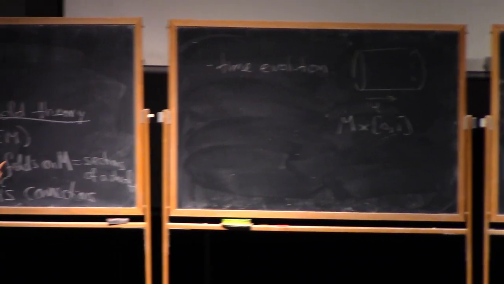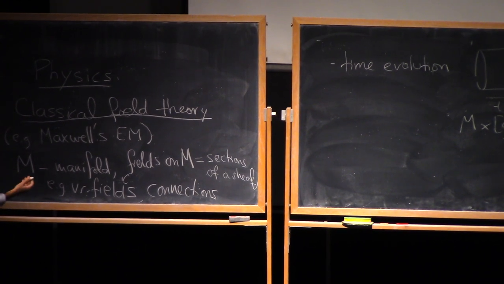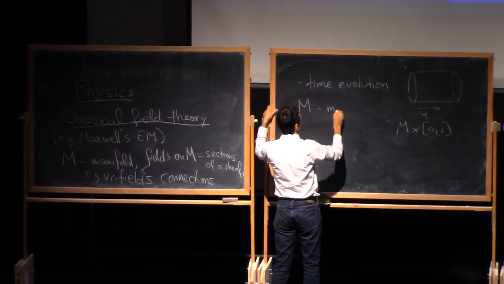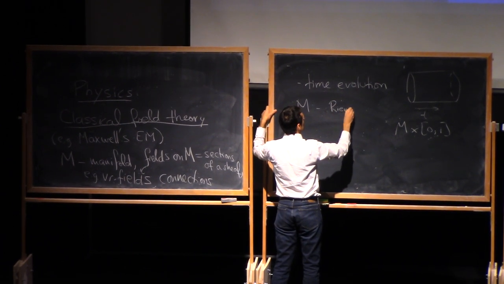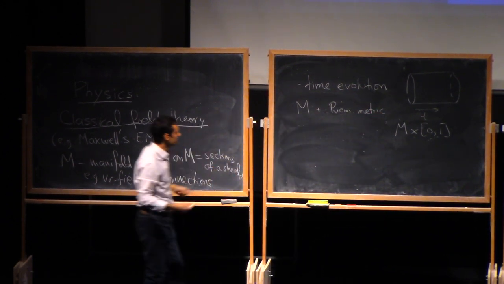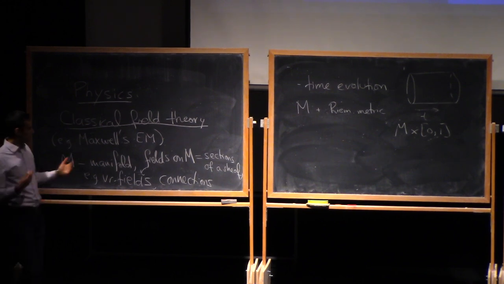And another thing that usually happens is that the evolution depends on a metric. So M comes with a Riemannian metric. Physics usually depends on distances. Great. So that's all I'm going to say about this.